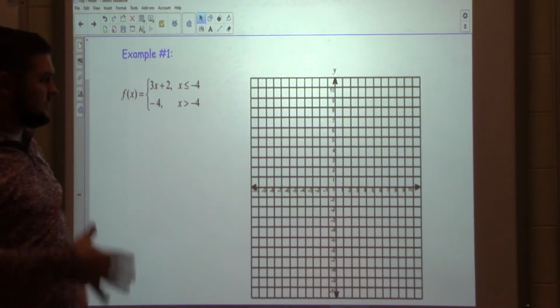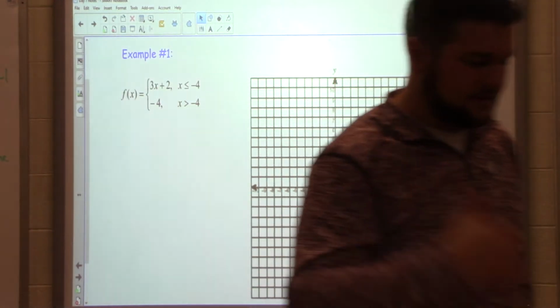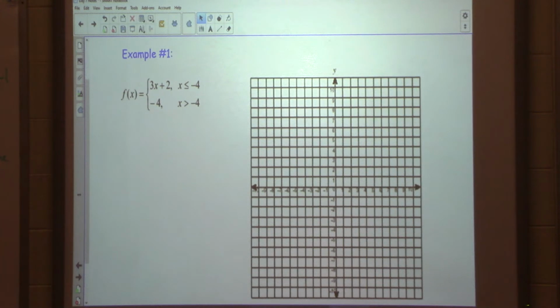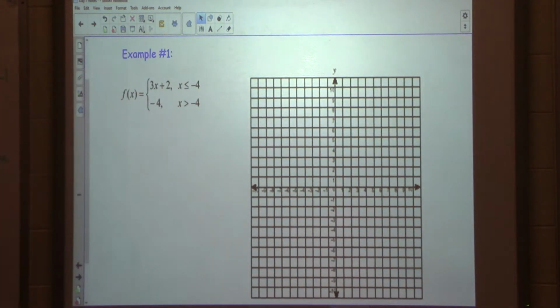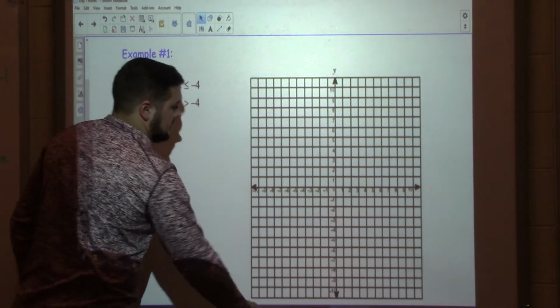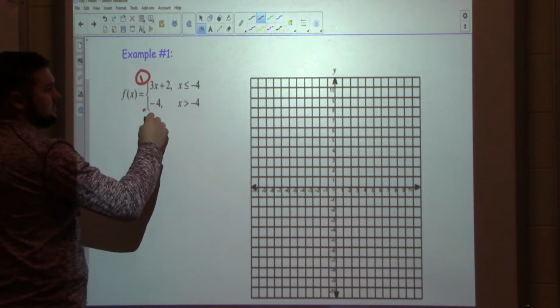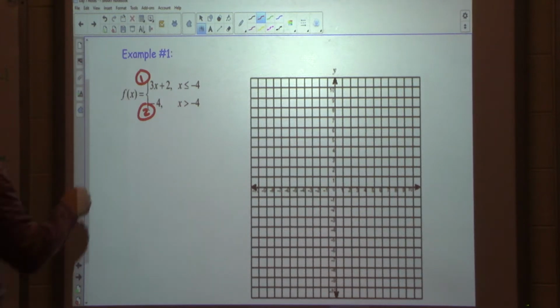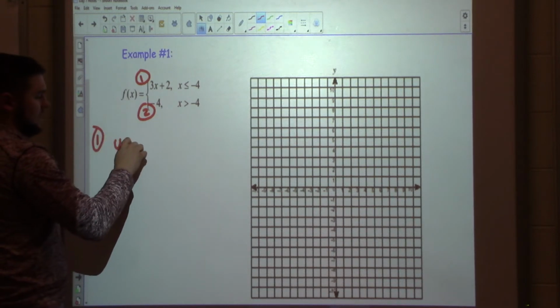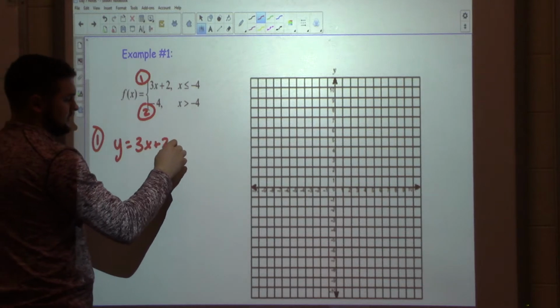So if I'm graphing piecewise functions, I have the first part up there: f of x equals 3x plus 2 if x is less than or equal to -4, and f of x equals -4 if x is greater than -4. So I'm going to pretend this is number 1 and this is number 2. I'll graph the first one first, the second one second, and worry about them one at a time. The first one, I have y equals 3x plus 2.